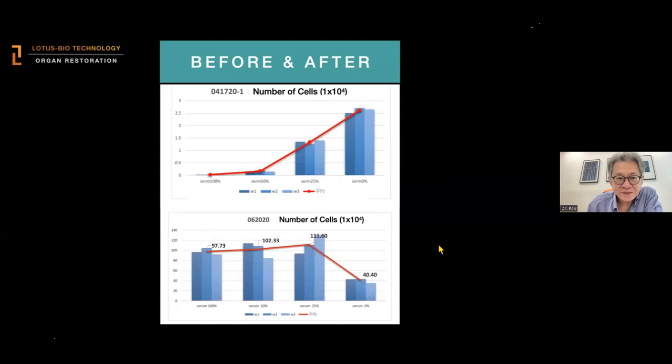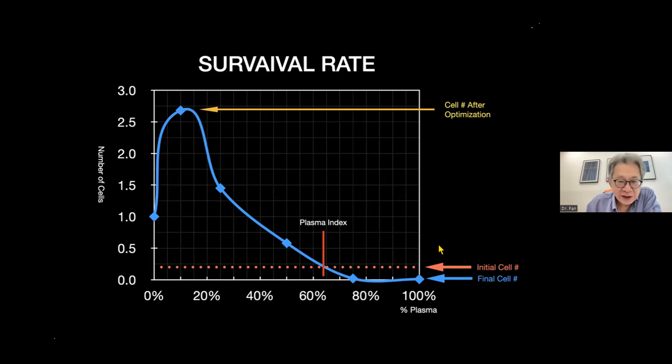Okay, now let me explain this plasma diagnostic technology, or you can also call it stem cell viability testing, in more detail with this figure. On the x-axis, the percentage is the percentage of human plasma. On the right-hand side, 100% means 100% human plasma from the subject. We were given a certain number, say 1,000 stem cells, cultured in 100% plasma, and we count the number of stem cells that survived after 1 week. As you can see in this figure, basically all of the stem cells died in 100% human plasma in 1 week.